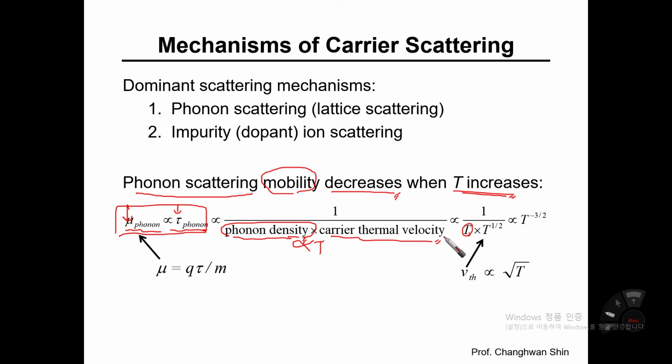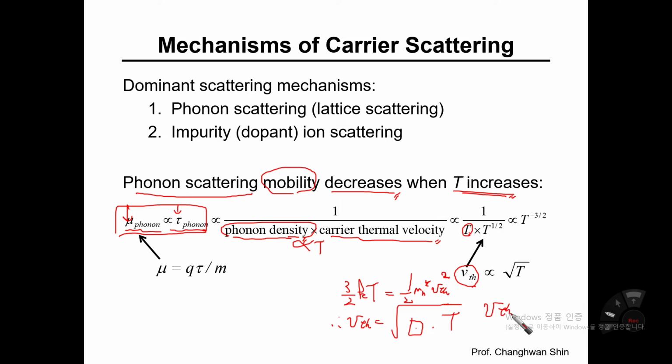And carrier thermal velocity. So as we have learned, for the average thermal velocity, we can use this. Do you remember this equation? 3/2 times kT is equal to 1/2 times mn asterisk times thermal velocity squared, right? Then if we calculate, many coefficients are there and T. So thermal velocity is proportional to the square root of temperature. Okay, so plug in the T to the 1/2.